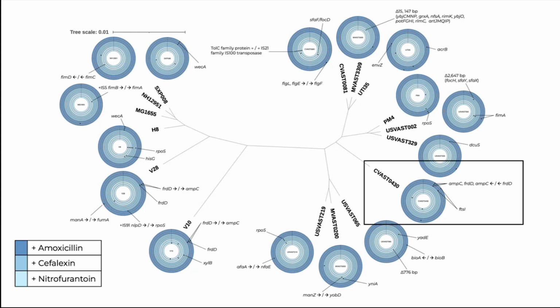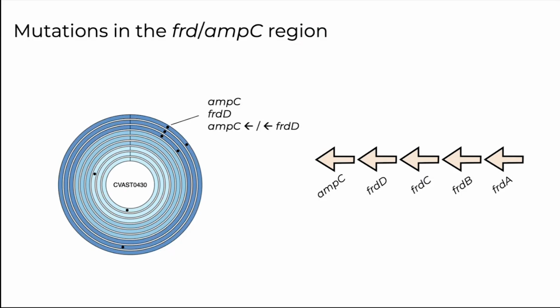I'm going to start down here in our ST681 strain. And if we zoom in, the darkest ring, these are populations exposed to amoxicillin, and we can see reproducible mutations in the frd-ampC region. So frd encodes a fumarate reductase, and ampC is a beta-lactamase. We've actually sequenced 4 individuals from each of these 3 populations, and we found mutations in ampC, frdD, and in the intergenic region between those 2 genes.